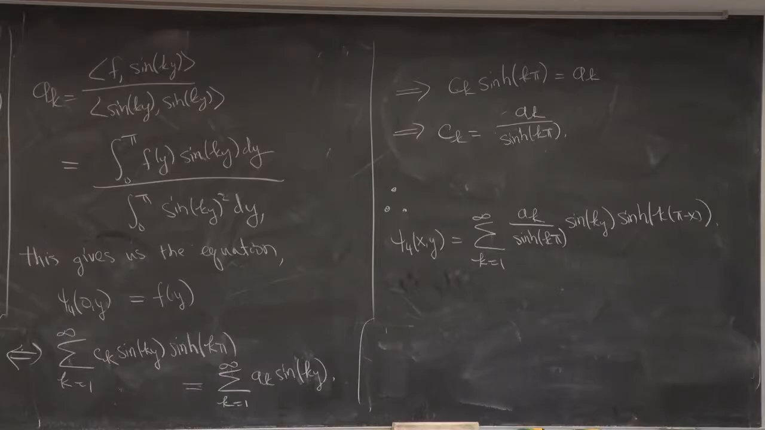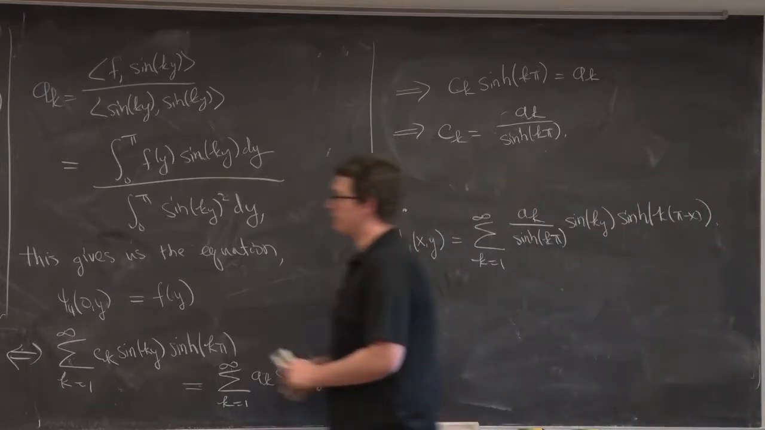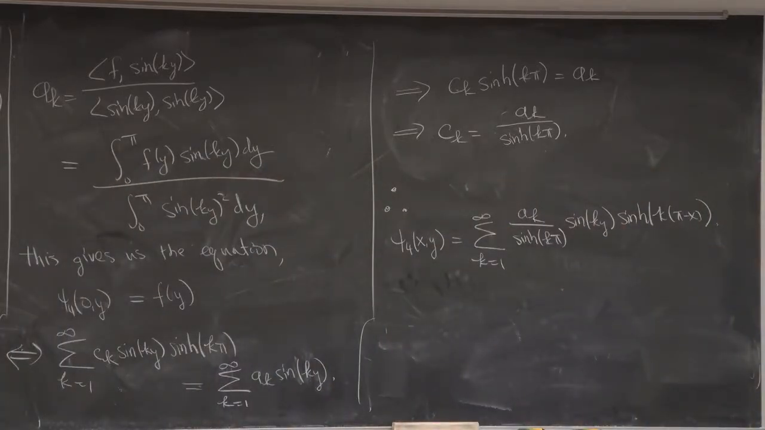Okay, so we have all the solutions. We have the solutions for problem 1, problem 2, problem 3, and problem 4. This is the solution to problem 4, and now we can put them all together to get the full solution. So the solution.